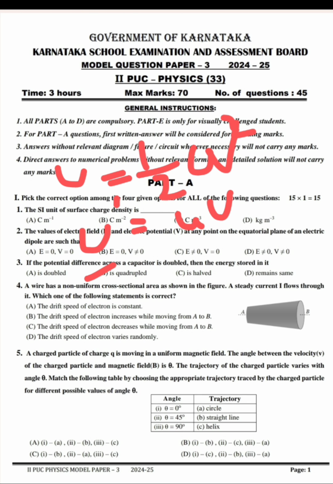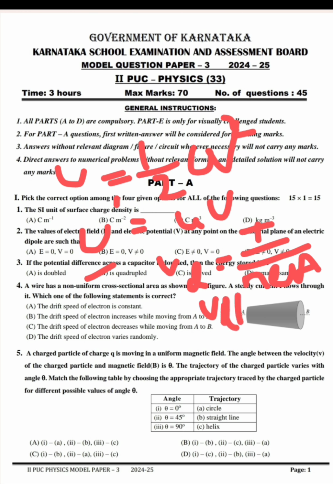Which one of the following statements is correct? So here we have to check drift speed. Drift speed can be written as Vd is equal to I divided by NEA, or Vd is inversely proportional to area. That is because I is constant, steady current means I is same, number of electrons is same for a given conductor, E is charge of an electron which is constant. So Vd is inversely proportional to area. So smaller the area, more will be the Vd. So drift speed is more here and it is less here, right?